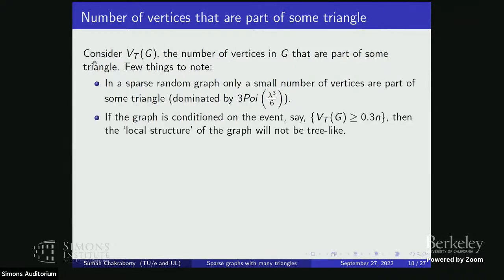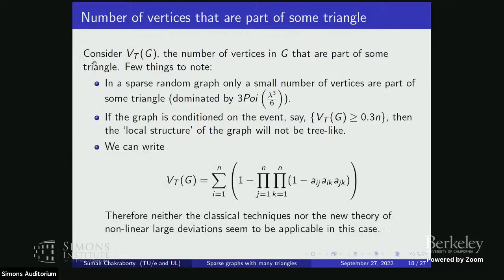But in a sparse random graph, only a small number of vertices are part of a triangle. If you condition on some event, then you know that it will not be tree-like. Then the question is, can we study this event as well? We can write the number of vertices that are part of a triangle like this. The first starting point would be to use existing machinery. One could try to use Chatterjee and Dembo's nonlinear large deviations smoothness condition, but we could not check it on a polynomial like this.